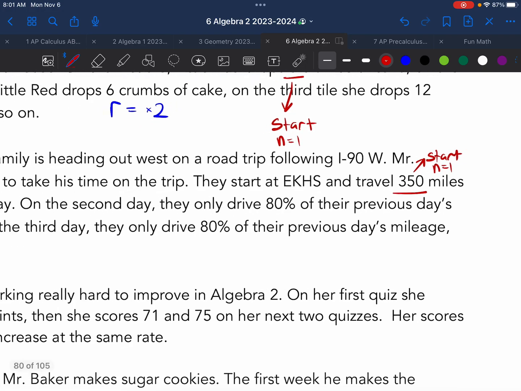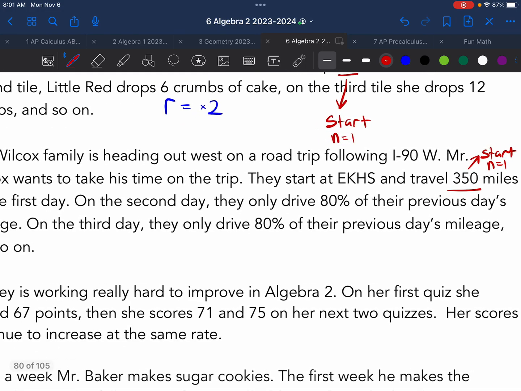That's the first day. On the second day, they drive a percent. Okay, this is kind of a key that you should take away for tomorrow's quiz. Anytime you see a percent, that automatically means it's geometric, because percents have to be multiplied. If you say, what is 200% of 1? You do 200 as a decimal, 2, and then you multiply by 1. You always multiply percentages in some form or another.